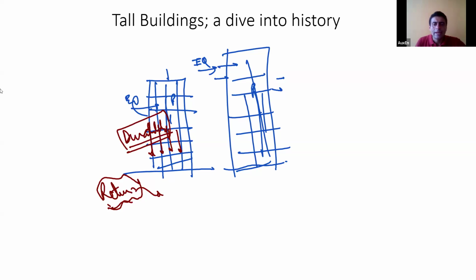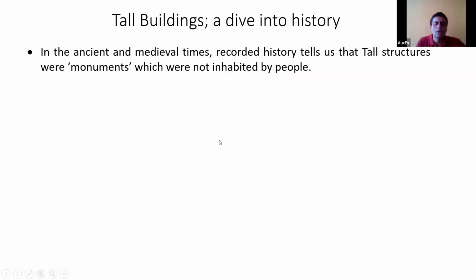Okay, good. So let's now have a look at the historical developments of these tall buildings over the past 120, 130 years, beginning sometime in the 1890s. So in the ancient world, the tall structures that were built were only the monumental structures. What do I mean by that? People were not living in those structures. That is what I mean by structures which are monument-like.